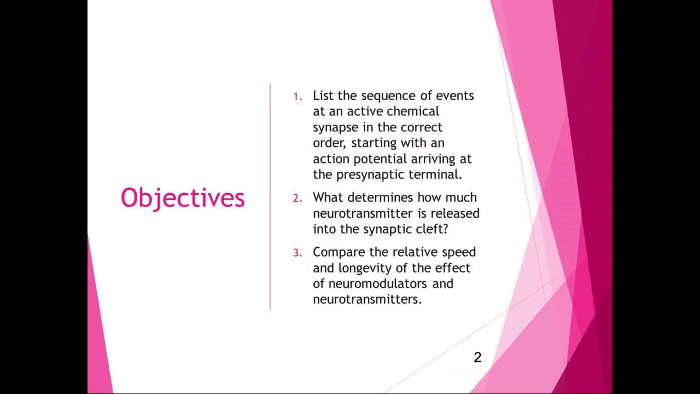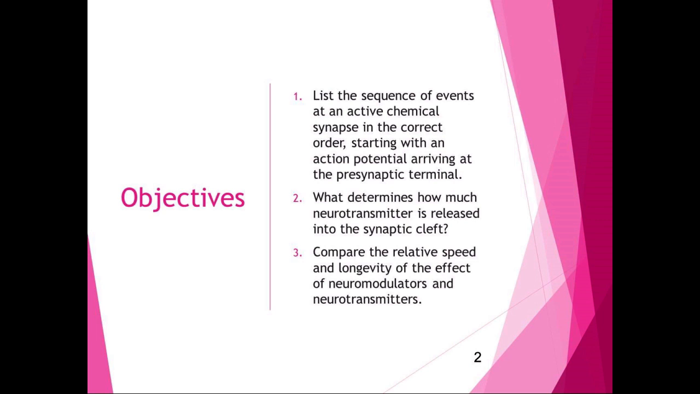So the learning objectives for this section are, I'd like you to be able to list the sequence of events at an active chemical synapse in the correct order, starting with an action potential arriving at the presynaptic terminal. And so these are listed in chapter 6 in the book. And that's a good thing. I'm always saying don't memorize stuff, but that's a good thing to memorize. Memorize that sequence of events. It's 7 steps. We want to know what determines how much neurotransmitter is released into the synaptic cleft. And we want to compare the relative speed and longevity of the effect of neuromodulators and neurotransmitters.